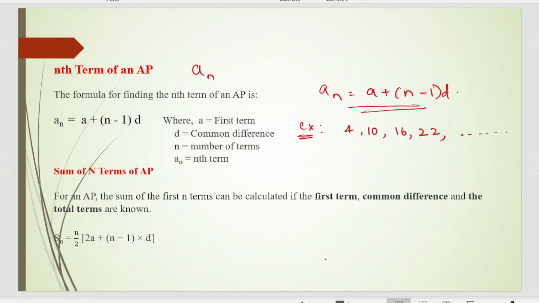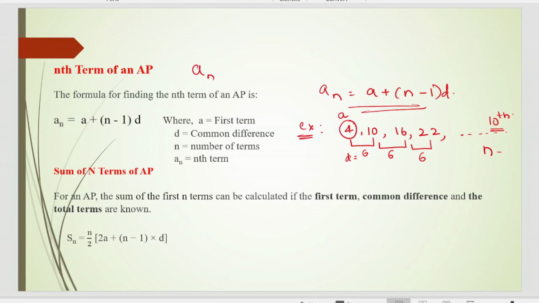and so on. If you want to find the 10th term, how do we find the 10th term of an AP? So this is the sequence of numbers. Now what is the common difference here? 10 minus 4 is 6, 16 minus 10 is 6, and 22 minus 16 is also 6. So this is the common difference. So we have d = 6, and 4 is the first term, which is a, and we need to find the 10th term, right?